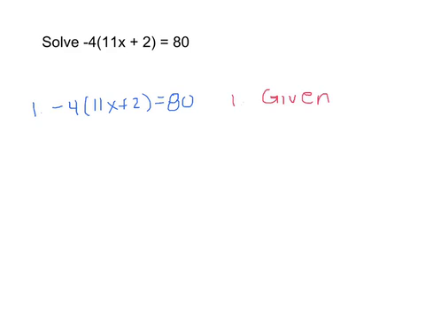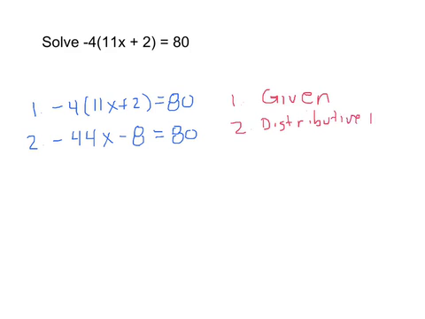Okay, so like I said, let's go ahead and distribute and get a new equation. The new equation will be negative 44x minus 8 equals 80. And how do you know that that's true? We know that's true from the distributive property. Notice we don't put there my 7th grade teacher said. We have to give a mathematical reason why we know that new statement is true.